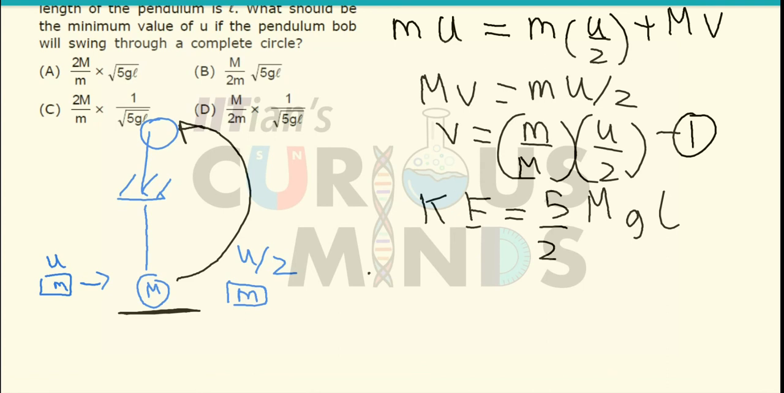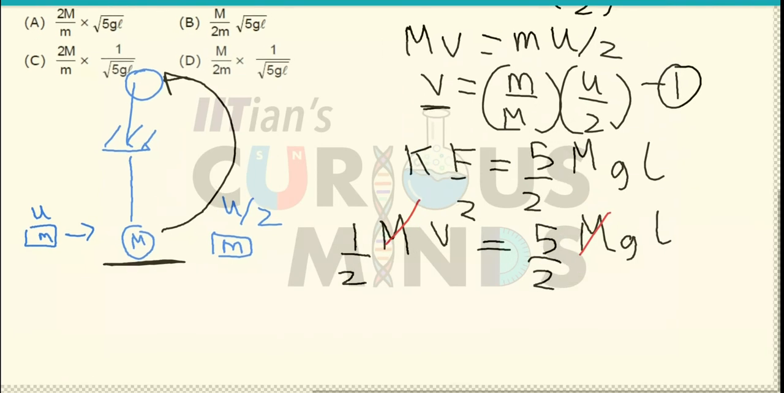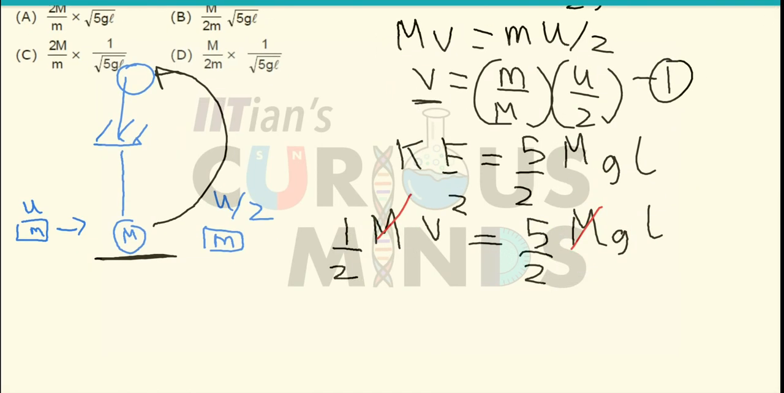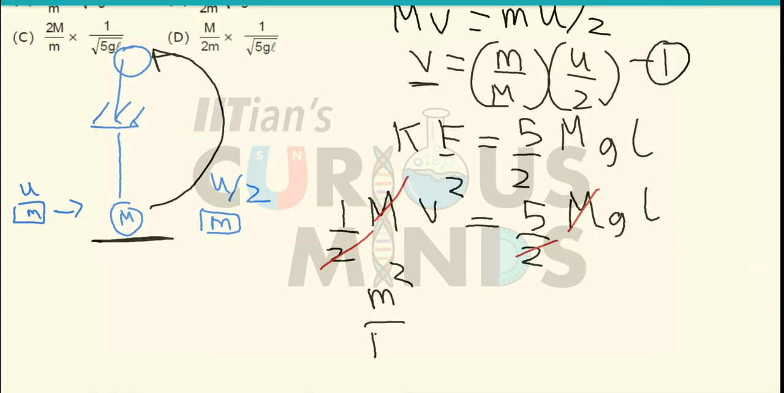The minimum kinetic energy required at the bottom, I can write as half capital M into v square, since the velocity at the bottom is v. It should be equal to 5 by 2 capital M into g into L. Now capital M and capital M get cancelled out, and 2 and 2 also get cancelled out. So v square, which is m square divided by capital M square into u square divided by 4, will be equal to 5 g into L.